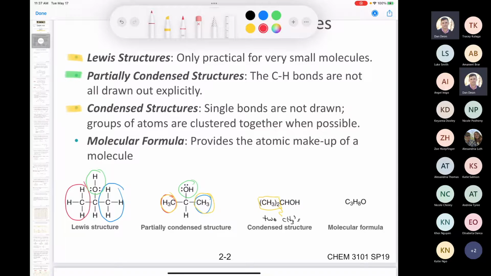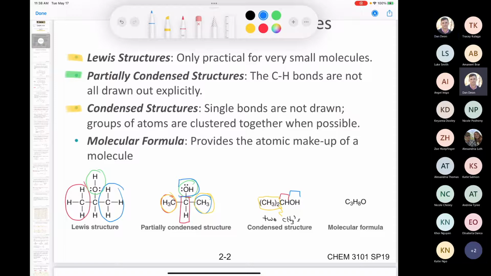After that, they go over to the CH, which they've totally condensed. They put the carbon and the hydrogen next to each other, and then they have the OH all by itself at the very end, and that is this portion of the molecule right here. So that's an even more condensed structure. So we've gone from the Lewis structure to partially condensed to fully condensed.